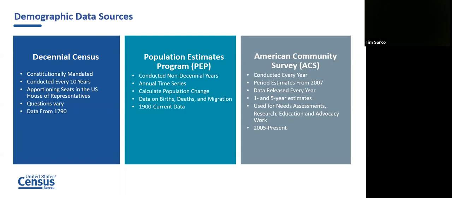And of course, we have the American Community Survey that's conducted every year. It's period estimates from 2007. Data are released every year. And it's important to know, it's released in 1 year and 5 year estimates. It's used for needs assessment, research, education, and advocacy work. And you can get data from 2005 to the present.